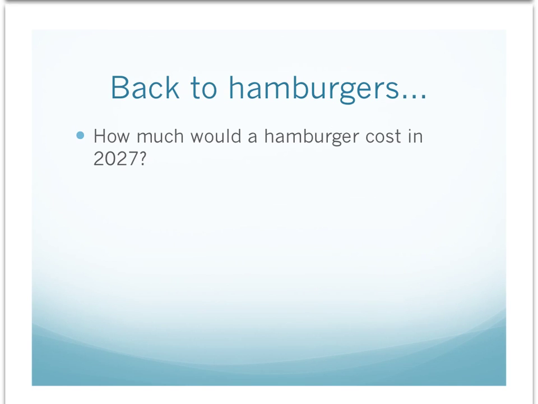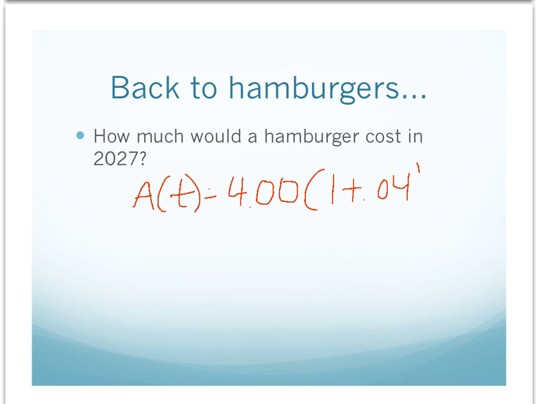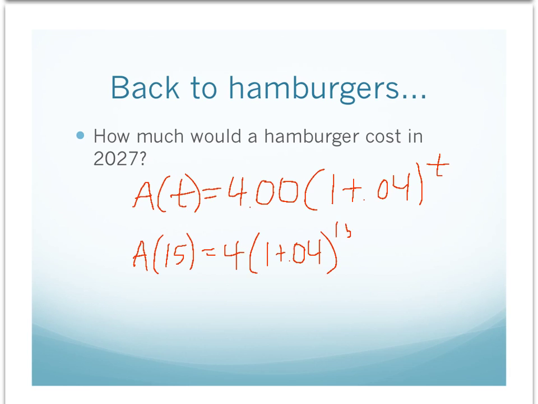In this example, I asked you what a hamburger would cost in 2027. So I'm going to copy this from our last slide. Now we have a t value that we can plug in. If we did this how we did in the table, we'd have to do 15 different calculations. Now we know using our formula we can say that A of 15 is $4 times 1.04 to the 15th. And if I plug that in, that'll tell us that in 2027 your hamburger will cost $7.20.